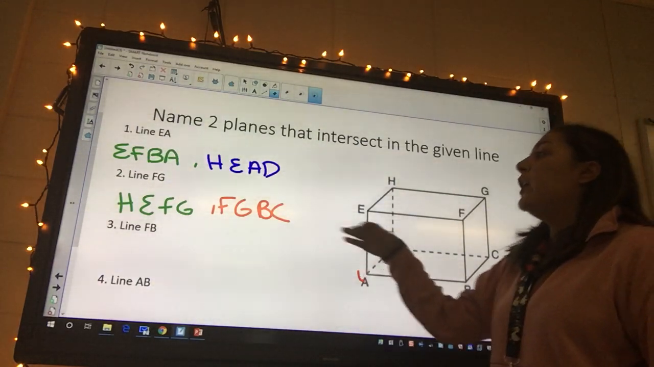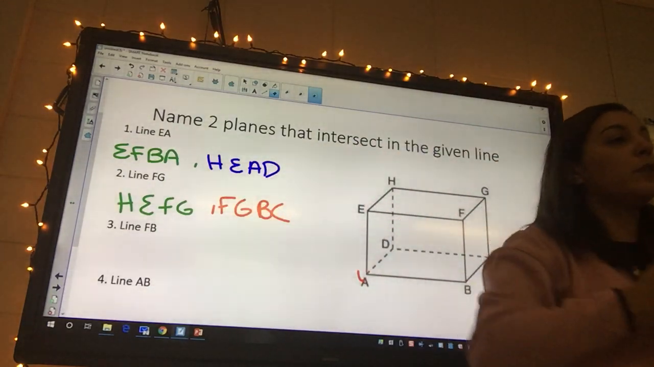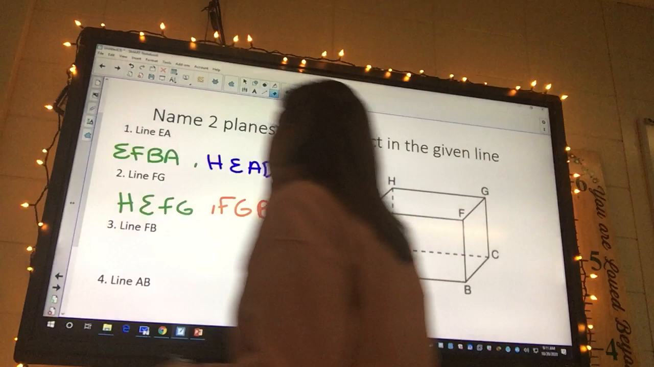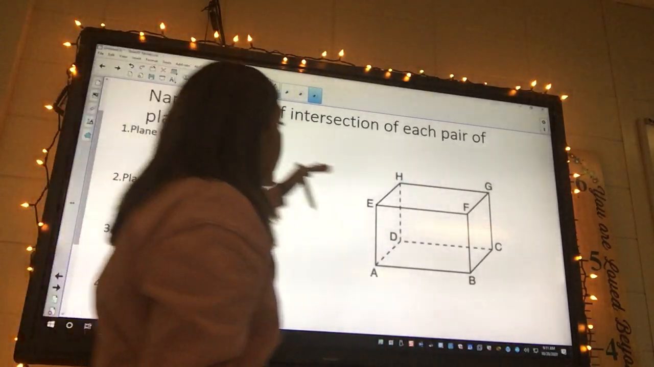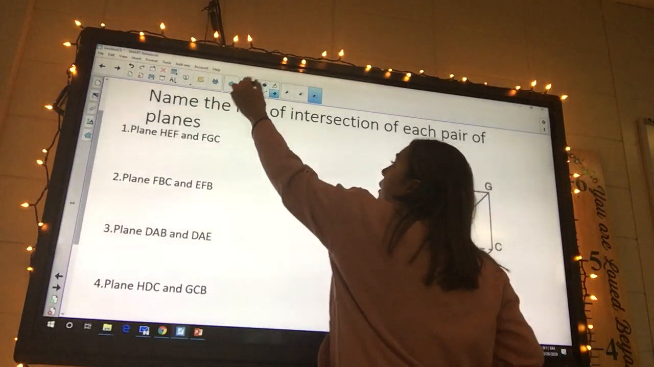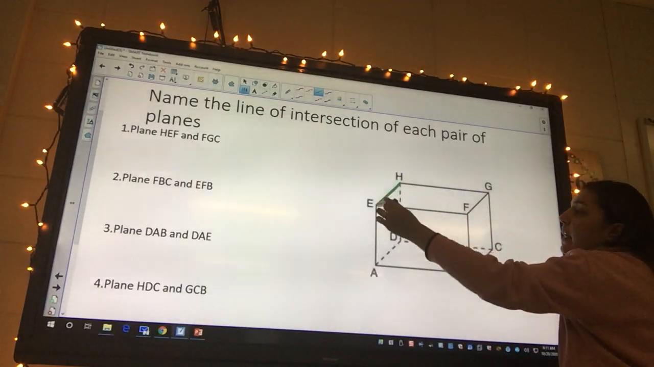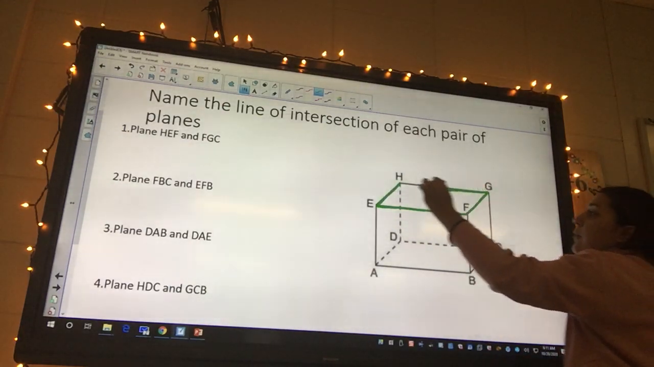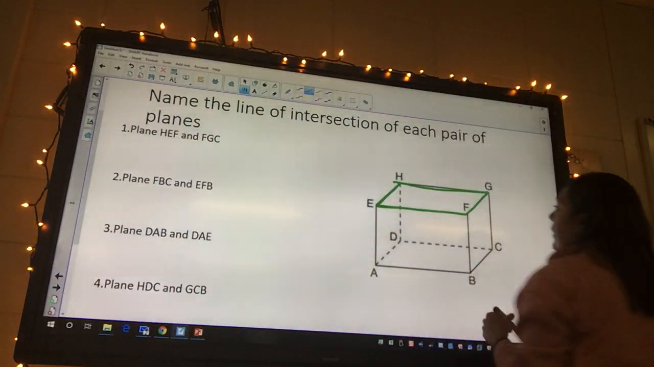Okay, so in this one, we were given our line of intersection, where it intersected with the two planes. On the other slide, you're given the planes, and you need to find the line of intersection. It says name the line of intersection of each pair of planes. So that plane, HEF, that's just a matter of finding it. Here's my HEF, so I have this one in green. And then the other one they give me is FGC.